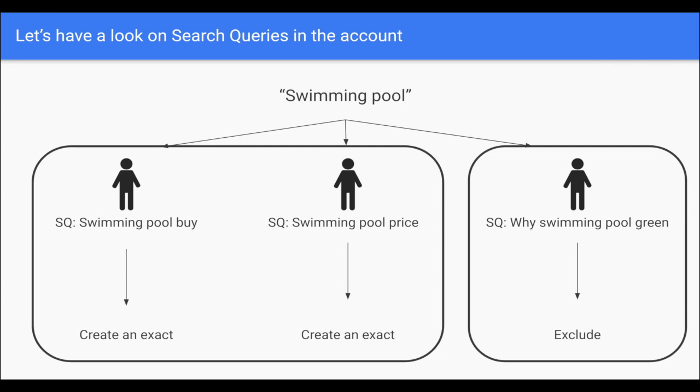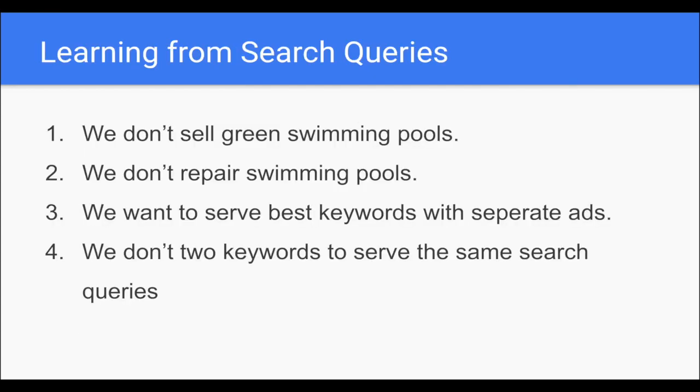And if we try to exclude something, for example, just imagine we want to exclude all people that have "green" in the search query, that would make sense. And we probably also want to exclude "why", but let's stop on "green" this time, because we actually don't have green pools, and I don't know a lot of people that sell green pools. Let's just exclude the word "green". So we have four learnings here.